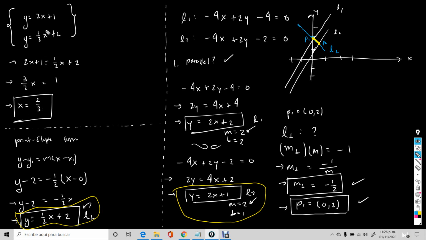And how do I find y? By just inputting this value in either this equation or this equation. When you do it, you will get 4/3 plus 1, 7/3. Yes, make sure, please. If you put this here, 4/3 plus 1, yeah, that's right. So this is the point P2, guys. This point right there, P2, is the point whose coordinates are 2/3 and 7/3.